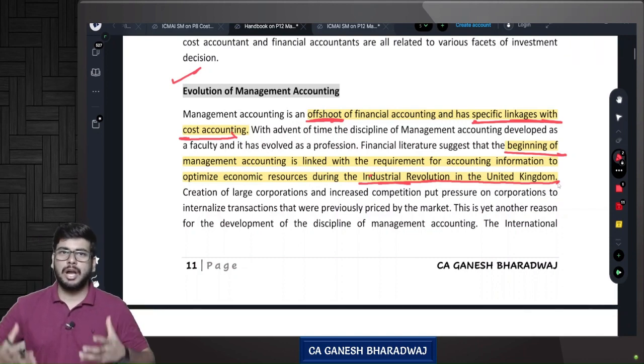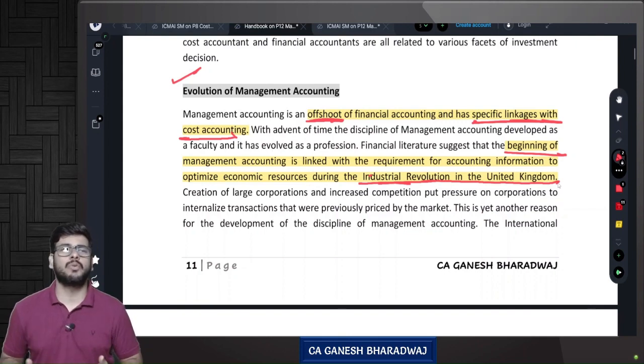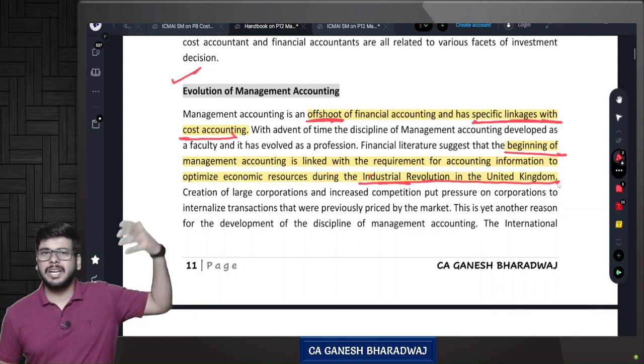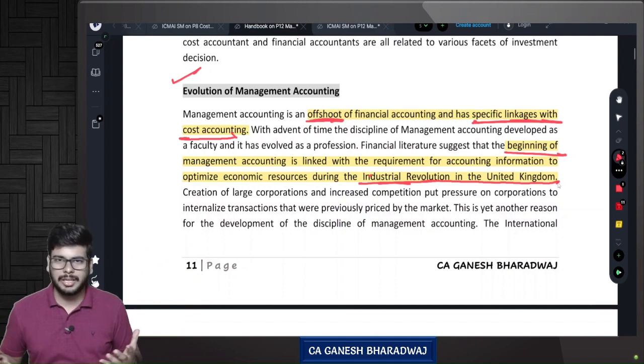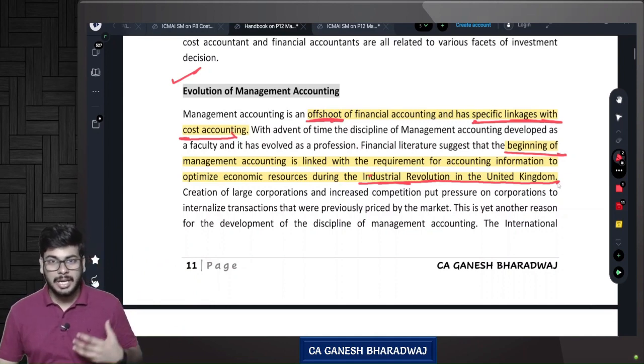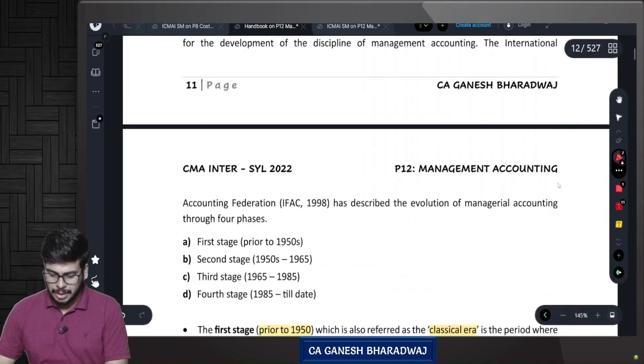So the management accounting that we are studying right now was not there maybe some 80, 90, 100 years ago. It was not at all there. It is relatively a very recent development in the line of accounting itself. Clear with this?